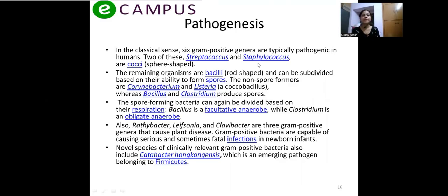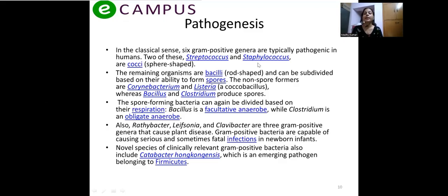What happened in pathogenesis in gram positive bacteria? So in this classical sense, 6 gram positive genera are typically pathogenic in humans. Two of these are Streptococcus and Staphylococcus, that are cocci.